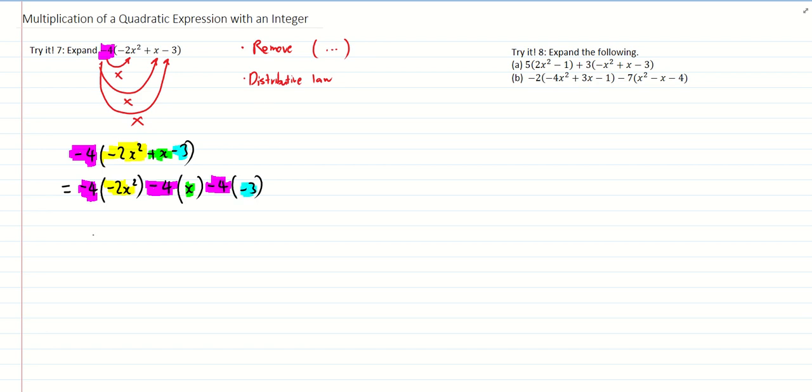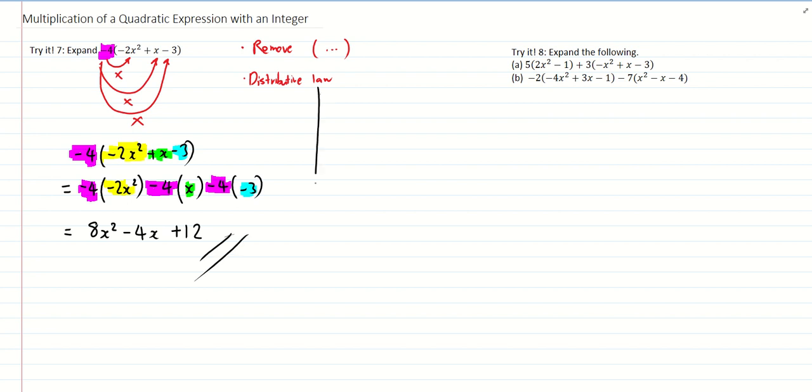So we will end up with negative 4, and again remember negative and negative become positive. So negative 4 times negative 2x squared will get me 8x squared. Minus 4 times x will get me minus 4x. And then negative 4 times negative 3 will get me positive 12. And then because there's no other like terms, that's done.